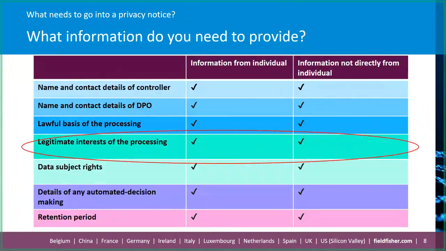If you are relying on legitimate interest as your lawful basis for processing information, then you also need to tell people what your legitimate interest is. Now, taking a recruitment example, individuals may be sending their CVs to you, and you may be giving them a recruitment privacy notice. And your legitimate interest there would be to find a suitable candidate to fill a vacancy.